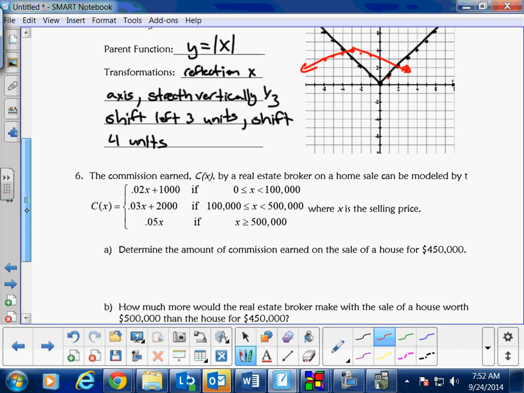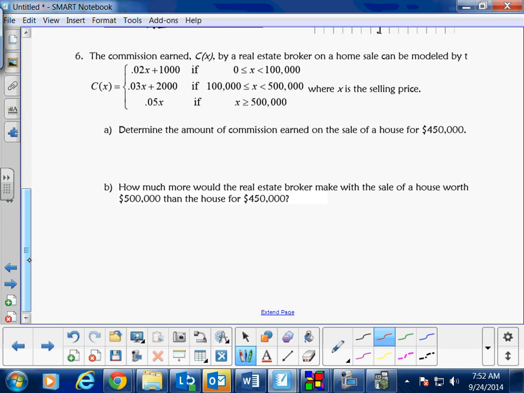Okay, great. Now let's move on to number 6. This is a commission earned by a real estate broker on a home sale that can be modeled by T. So you have this equation, and it says determine the amount of commission earned for the sale of a house at $450,000. First, I have to look at the domain to know which piece this fits in. When I look at the domain, I find that this fits exactly right in here, which means I'm going to use that equation to solve the problem. So let's use the equation.